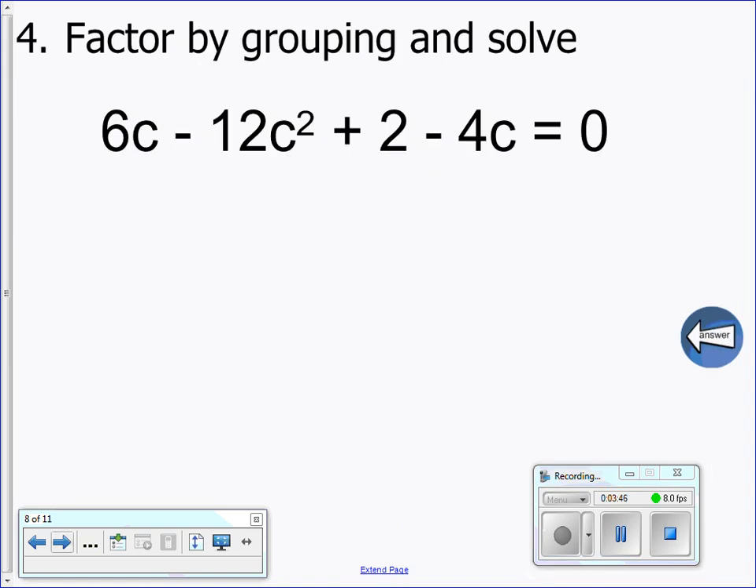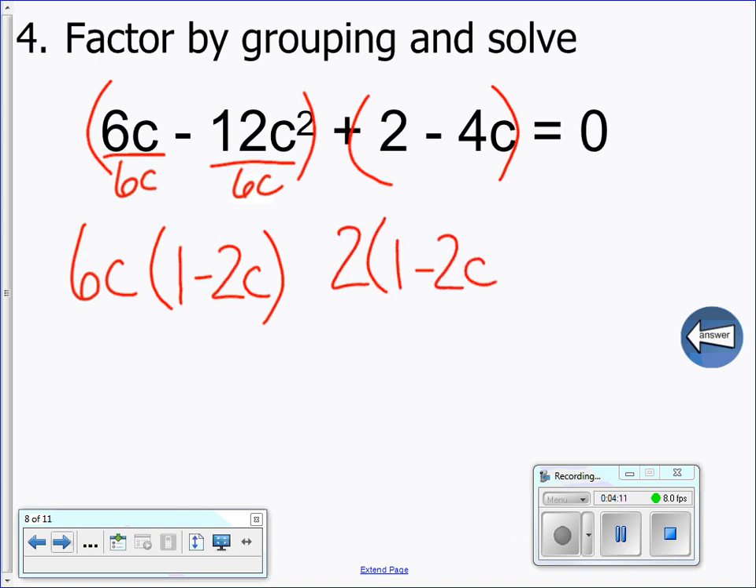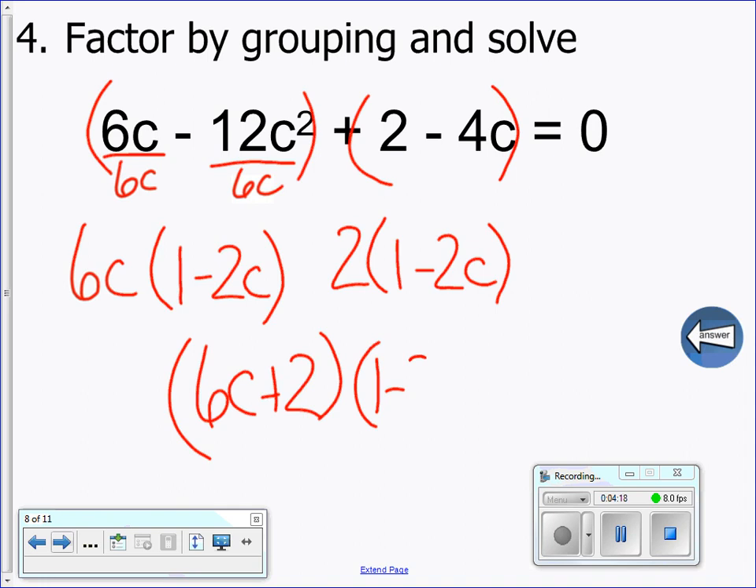All right, factor by grouping. I'm going to group these and these. So my GCF of 6c minus 12c squared is 6c. Divide them both by 6c, and I get 1 minus 2c. Over here, I take out a 2, and it gives me 1 minus 2c. So I get 6c plus 2 times 1 minus 2c.